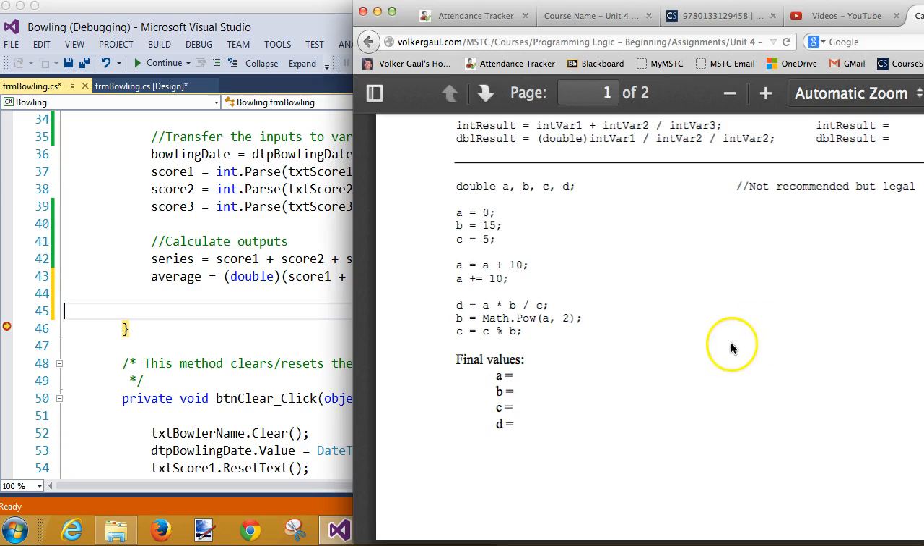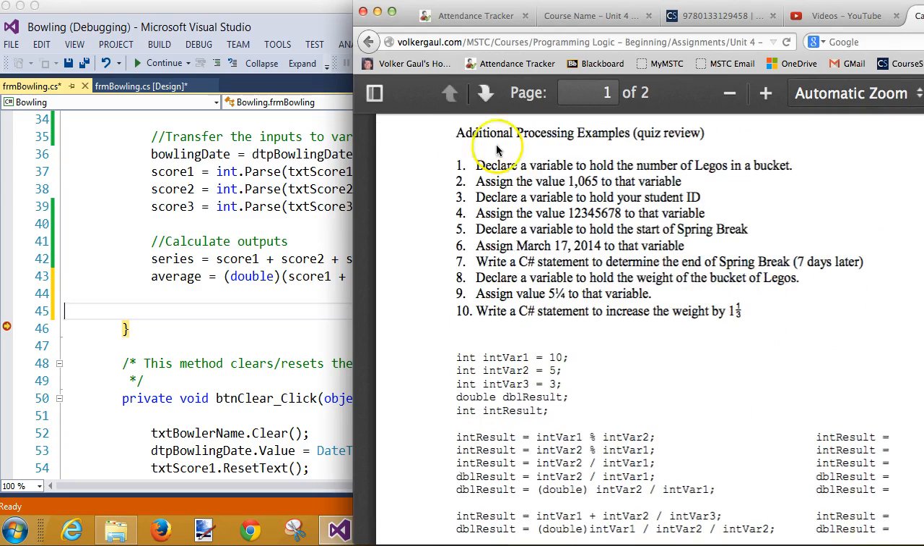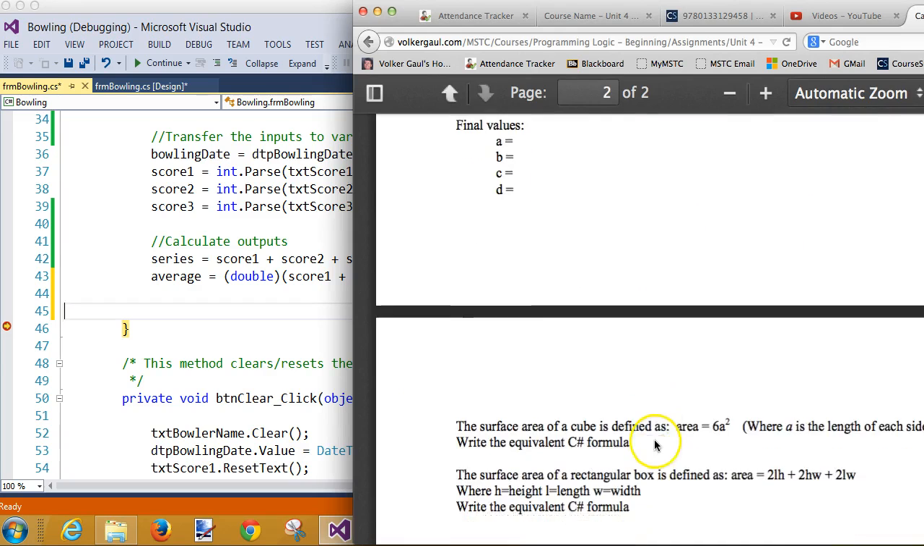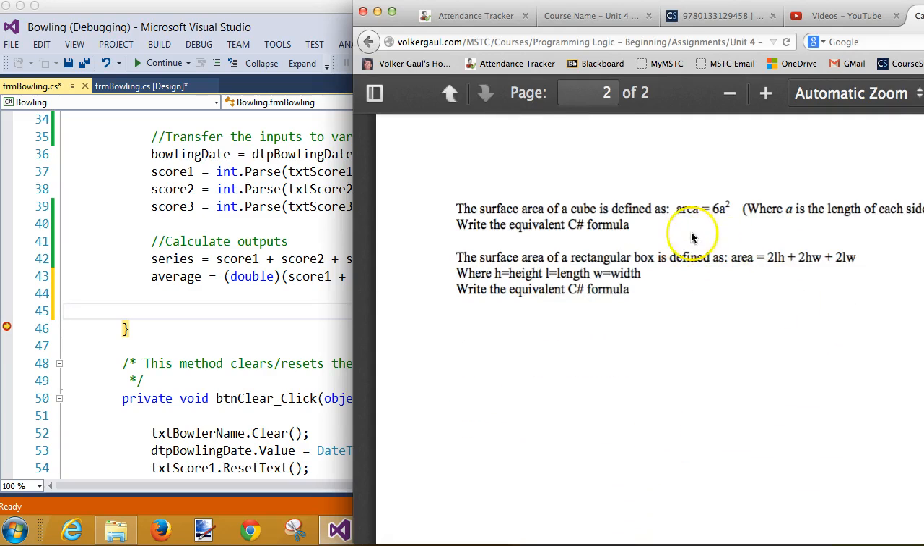Did it ever open? Yes. Okay. Declare a variable. Assign a value to that variable. Declare a variable. Assign another variable to value to it. Here's another little mini program. Run through it. What do you get? And so on. Here's some more equations. Geez. How do you translate that to C sharp? How do you translate that to C sharp?